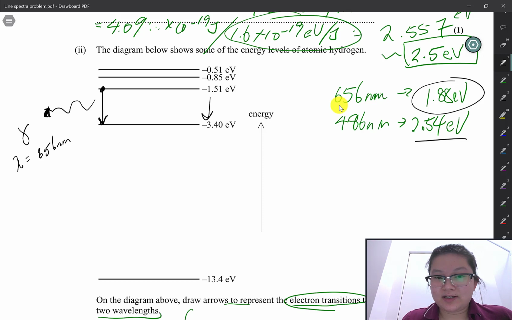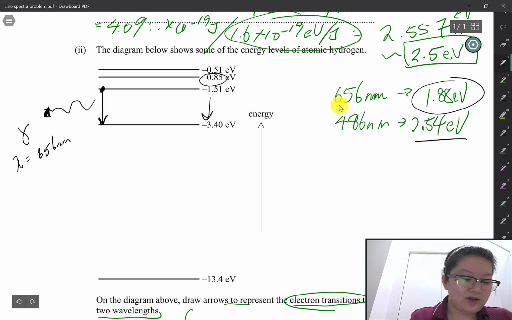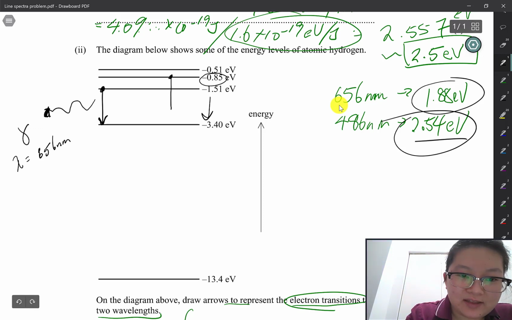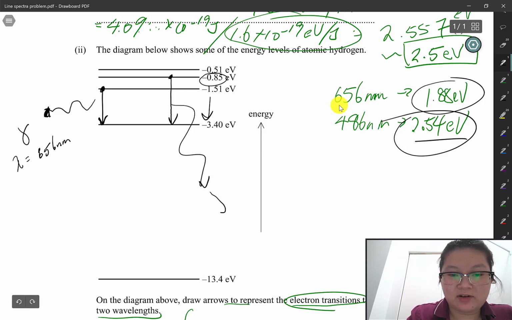2.54 will definitely not be anywhere from the top to here, because that's not enough. So we're probably not dropping to the third level. We are likely dropping to the second level, which is 3.40. If it's not 1.51, let's try 0.85. If I take 3.4 minus 0.85, I get 2.55, which is pretty similar to this 486 nanometers. So that's what I'm going to get here: a drop from the fourth energy level to the second energy level, producing this photon with a wavelength of 486 nanometers.